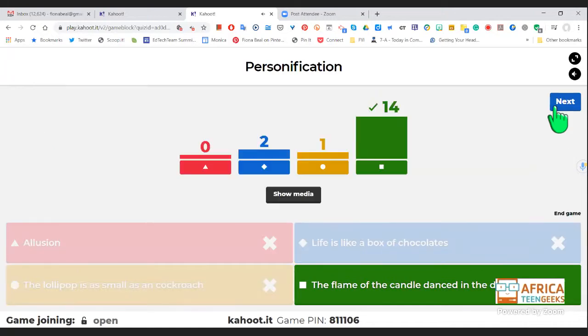Good. Most of you got that one. What you have to look for in personification is giving an item human qualities. So the flame of the candle, human qualities, it danced in the dark. Very good.